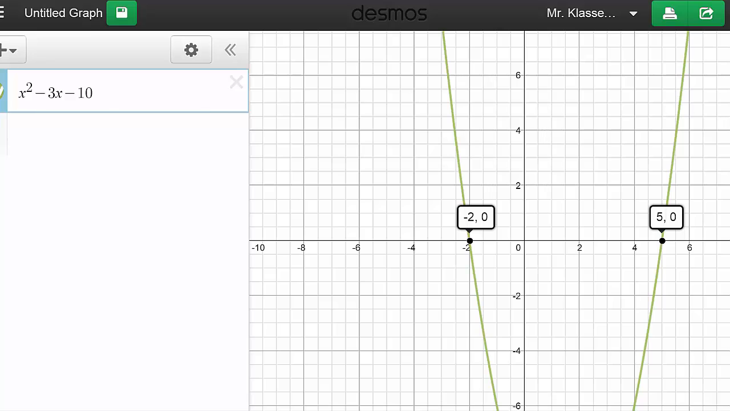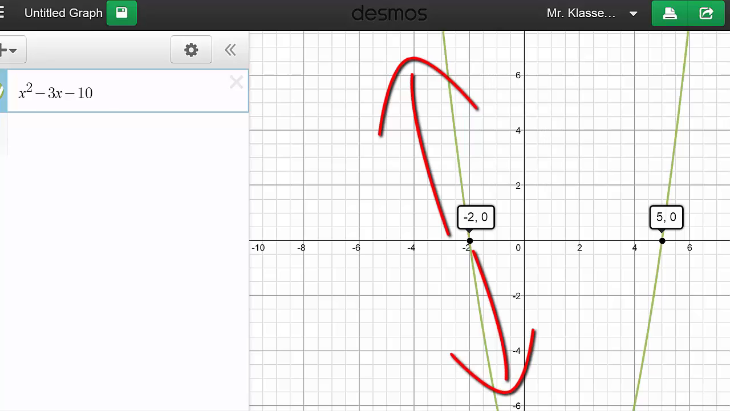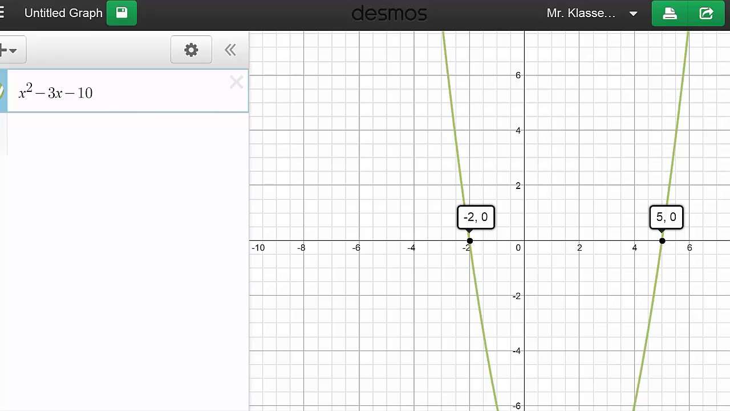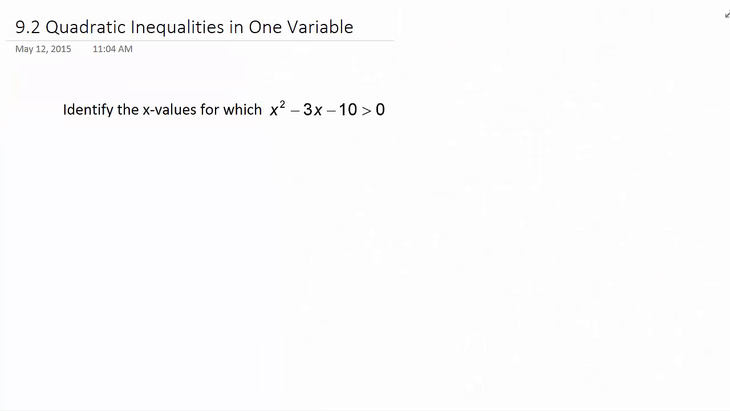Whether we solve algebraically or graphically, the zeros are the key points. They're the hinges. You can see that on one side of the zero, the function is positive, and on the other side, it's negative. Unless, of course, the parabola only touches but doesn't cross the x-axis. Solving algebraically, I would find the zeros, like this.